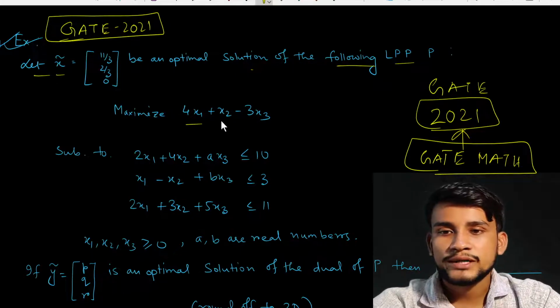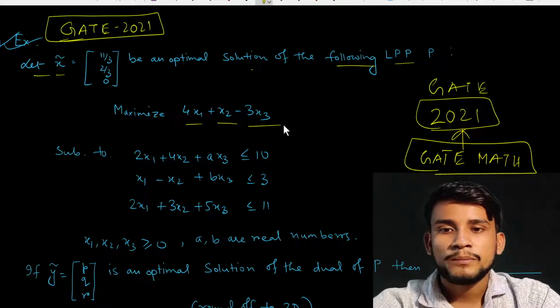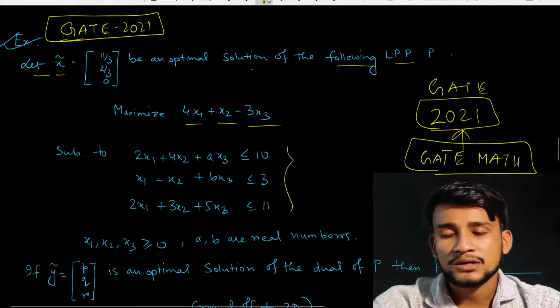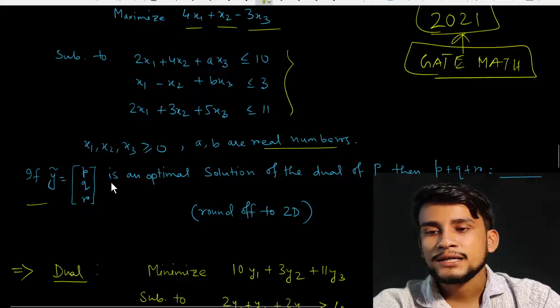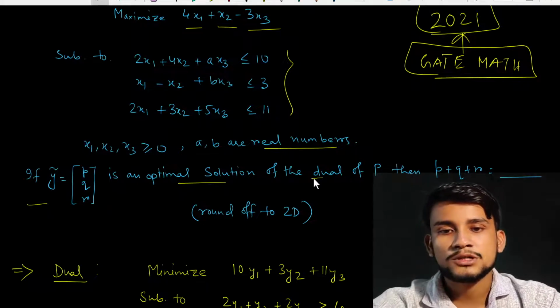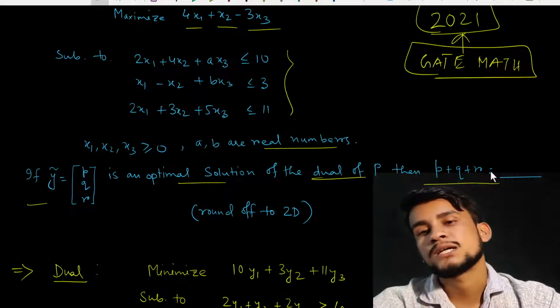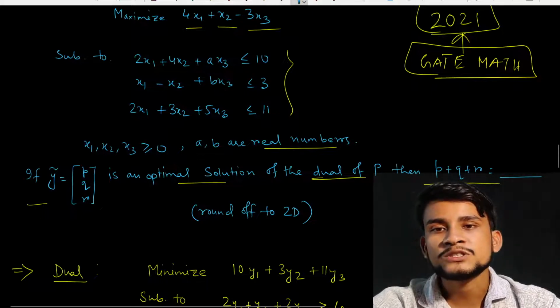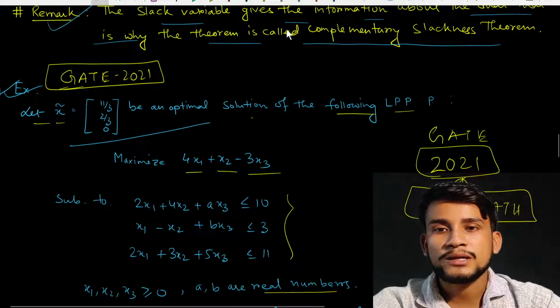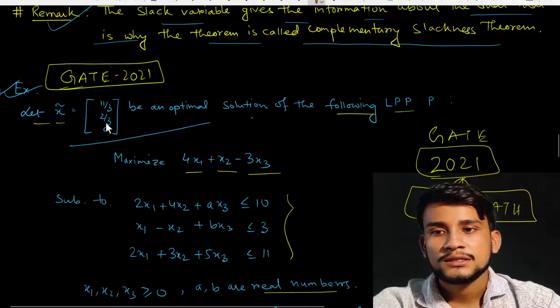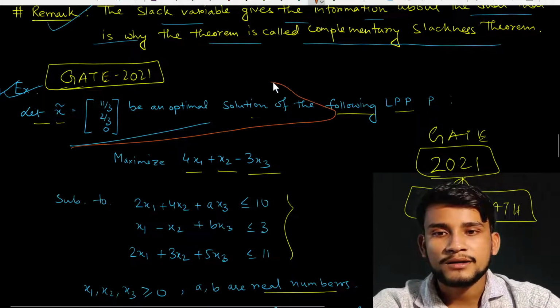Maximize 4x1 plus x2 minus 3x3, subject to these inequality constraints, where x1, x2, x3 are real numbers, all greater than or equal to 0. If y equal to (p, q, r) is an optimal solution of the dual, then p plus q plus r is equal to what? So this is the question. See, first, it is given that this is the optimal solution of the primal LPP.